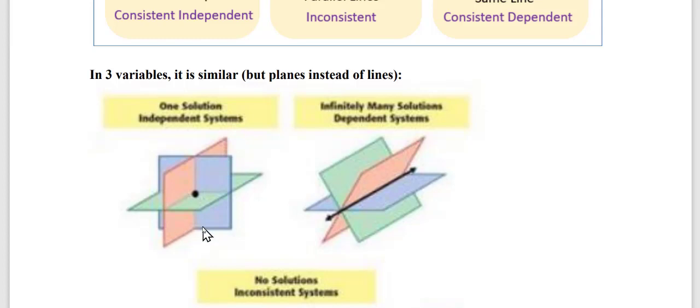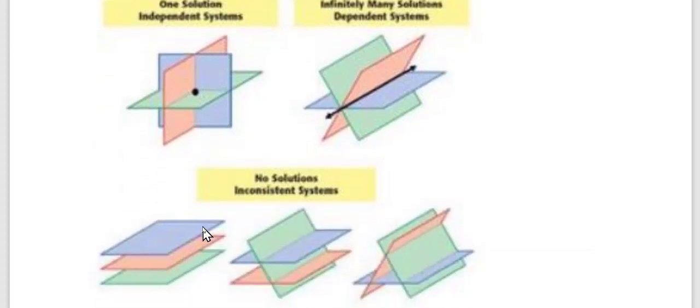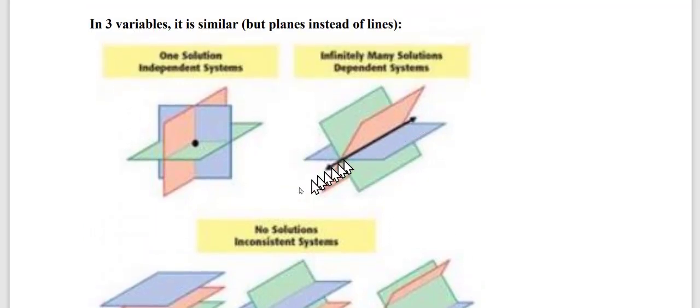Infinitely many solutions can occur in a couple of ways. Infinitely many solutions are going to occur when these 3 planes intersect at a line. So all of the points on that line are solutions. I guess technically it could also occur that you have infinitely many solutions when all 3 planes are identical. So they just lie right on top of one another.